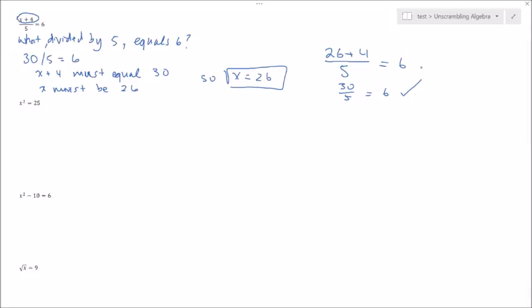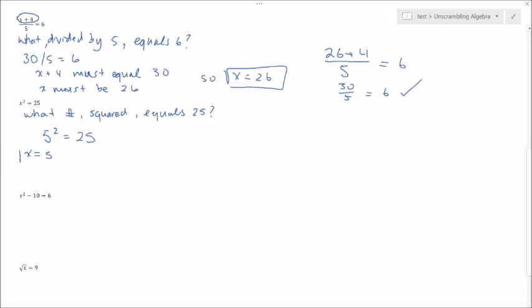Now let's consider some other operations. x squared is equal to 25 is a square operation. So the question then becomes, what number squared equals 25? Okay, we should know from basic times tables that 5 squared is indeed 25. So the answer here is going to be x equals 5.